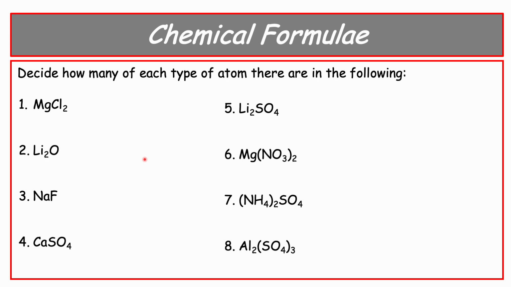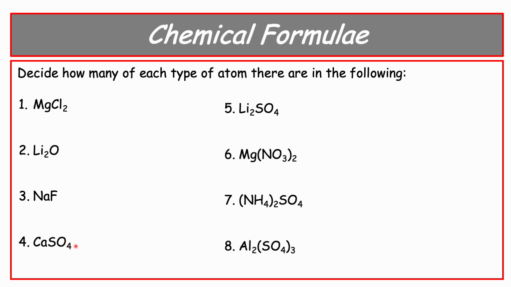Starting with magnesium chloride then, there is 1 magnesium atom and 2 chlorine atoms in magnesium chloride. For lithium oxide, there are 2 lithium atoms and 1 oxygen. For sodium fluoride, there's 1 sodium atom and 1 fluoride atom. In calcium sulfate, there's 1 calcium, 1 sulfur and 4 oxygens.